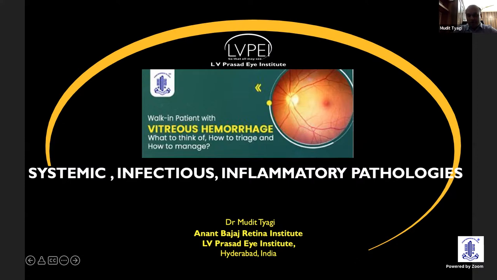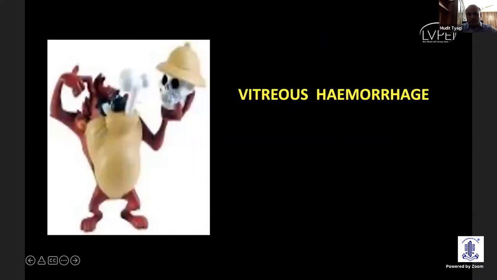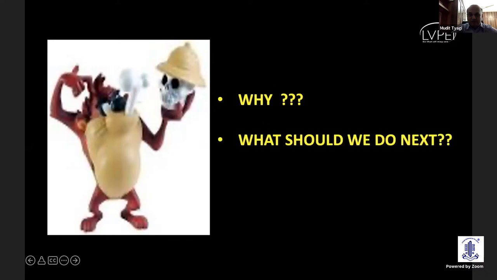We have already had some great talks on eyes with vitreous hemorrhage in diabetics, post-cataract surgery, post-trauma. But these are cases where in most cases, you already know you are dealing with an underlying systemic disorder, or probably a vitreous hemorrhage in these cases can be a clue for us as ophthalmologists to suspect an underlying inflammatory or a systemic disorder. So what do you do when you see such cases?